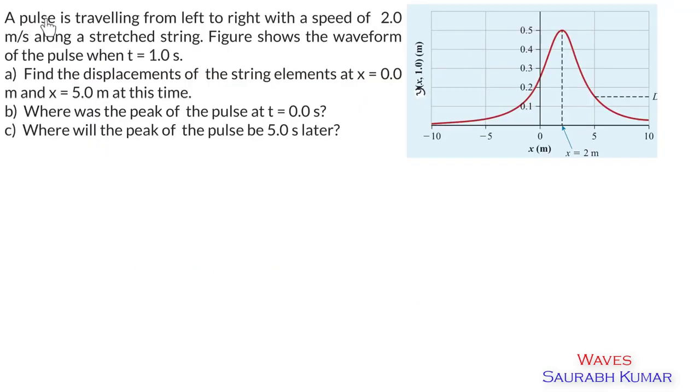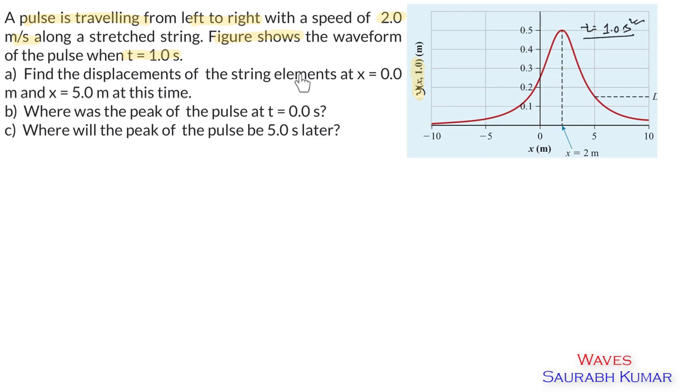First question, a pulse is traveling from left to right with a speed of 2 meter per second along a stretched string. Figure shows the waveform of the pulse when t is equal to 1 second. So this is the waveform of the pulse at t equal to 1 second. Look at this label y(x, 1.0). Y is a function of both x and t, but t is equal to 1 second.